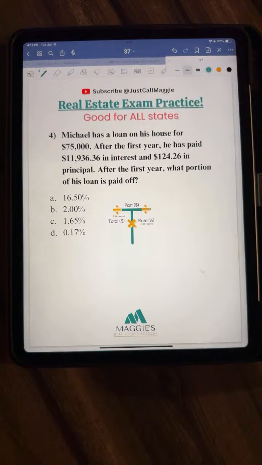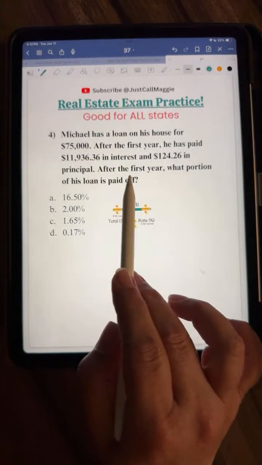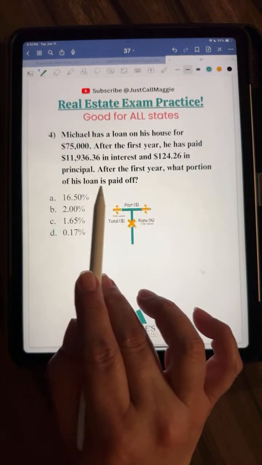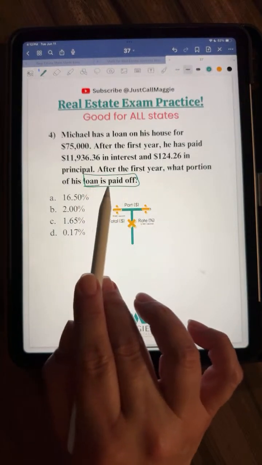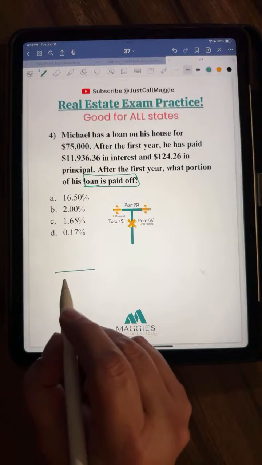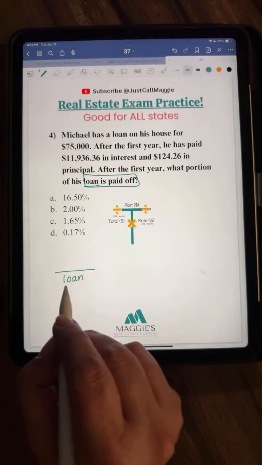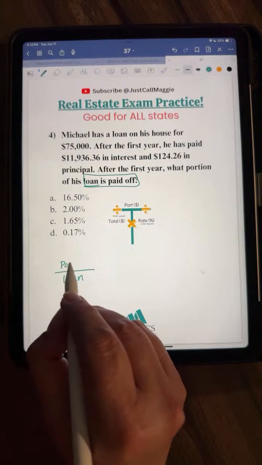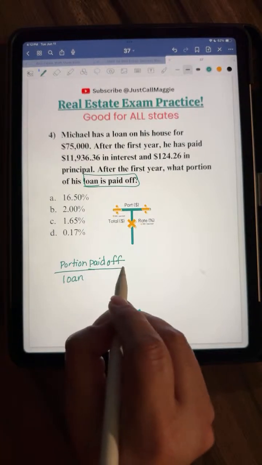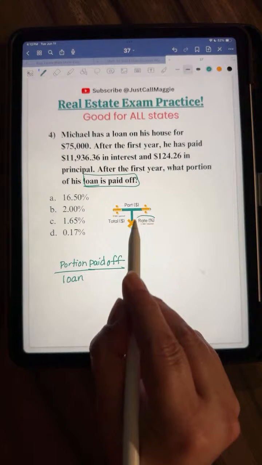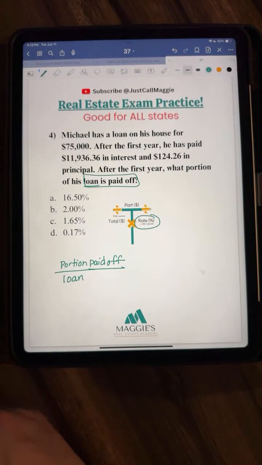Okay, so this one sounds a lot more confusing than what it is. What you need to think about in this one is, here it's asking what portion of his loan is paid off. Well, when you're asking how much of the loan is paid off, you're going to have to find the loan amount. Remember, that's your total amount. And then the portion that was paid off. Right? And then you're going to multiply by 100 and you're going to get your rate.